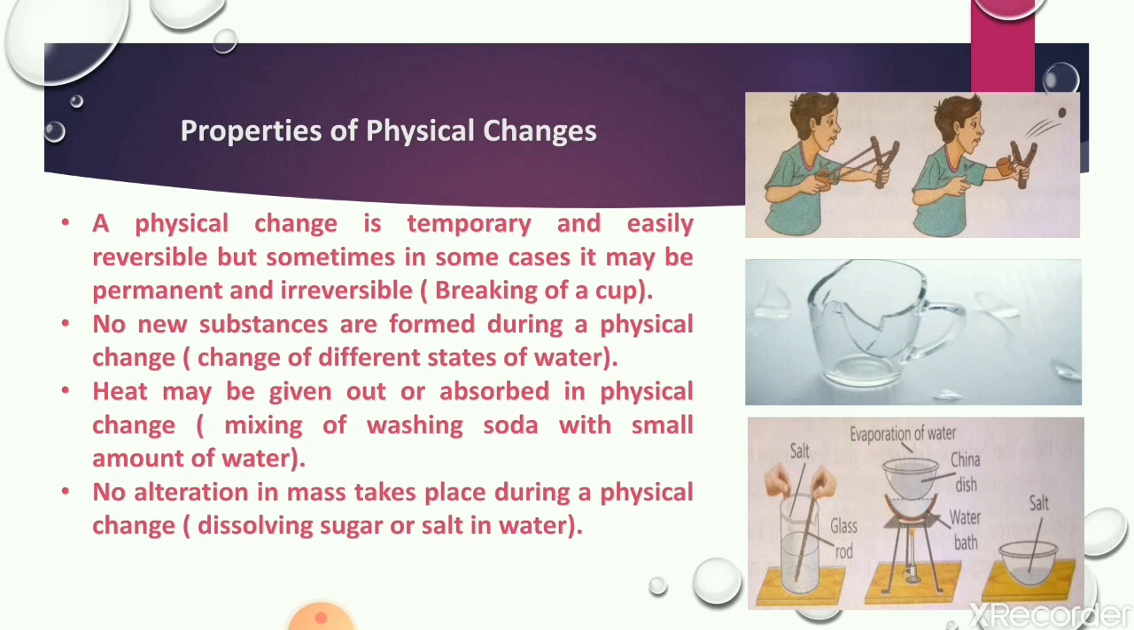But there are some exceptions, such as the breaking of a cup. When any cup or glass gets broken, it changes into many pieces. These broken pieces cannot be joined to make a cup or glass again. But here also no new substances are formed. If no new substances are formed, it means it is a physical change. But now it is a permanent change, because that glass or cup has broken permanently, and it is irreversible, because now we cannot make the original glass or cup.